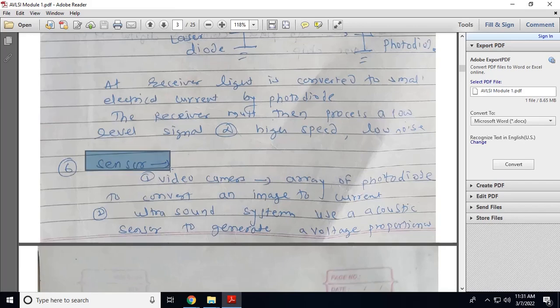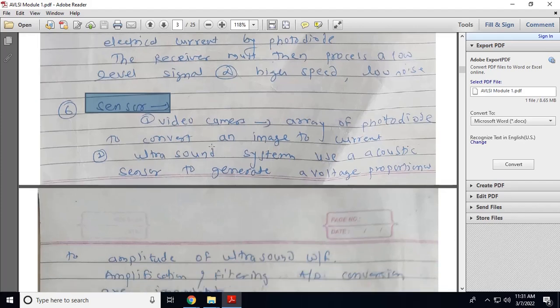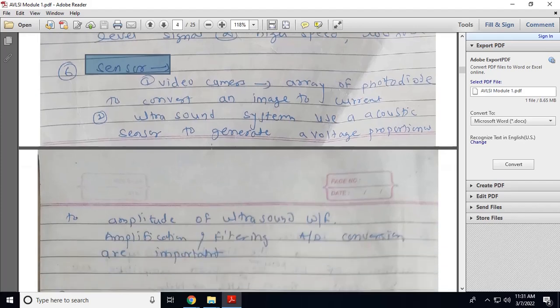Next area, sensors. We already discussed the video camera, which consists of an array of photodiodes that convert an image to current. Ultrasound systems use an acoustic sensor to generate a voltage proportional to the amplitude of the ultrasound waveform. In this case we need amplification and filtering, and again analog to digital conversion. So the design of this analog part is very important in an ultrasound system.